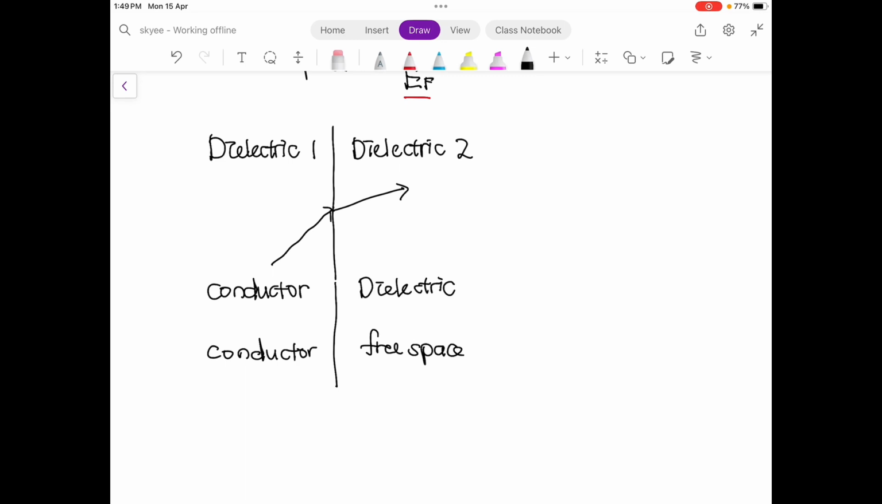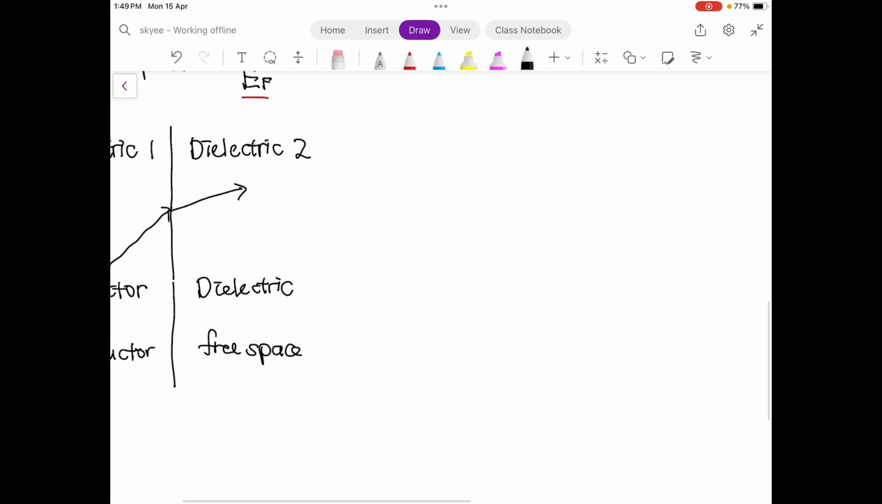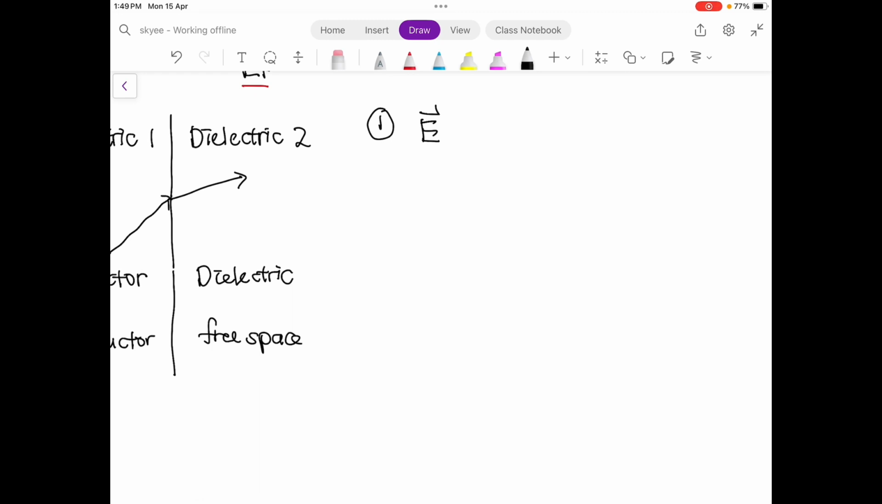Before we look at the boundary condition for this interface, there is one thing that you must remember: the electric field can be decomposed. We can split the electric field into two orthogonal components. That is the tangential component, T stands for tangential, and the normal component. This is something that you must remember at the beginning. N stands for the normal component.